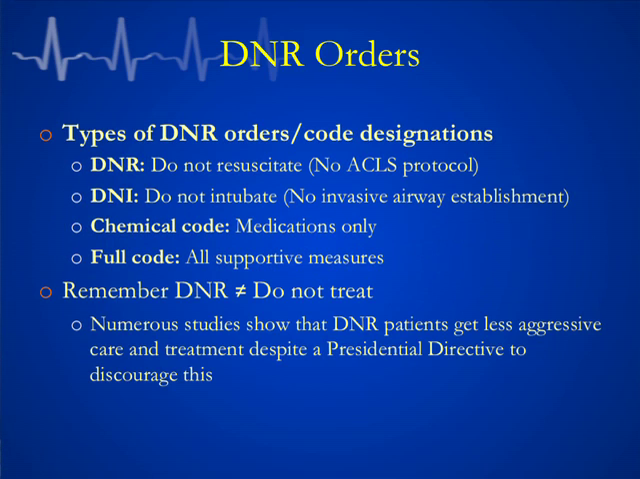Types of DNR orders and code designations. DNR, do not resuscitate, obviously it means no ACLS protocol. DNI, which we kind of shy away from, right? Because why are we going to do one, not the other? It's no invasive airway establishment. A chemical code, which is basically your medications, epi, atropine, whatever the case may be, or a full code where you would utilize all supportive measures.